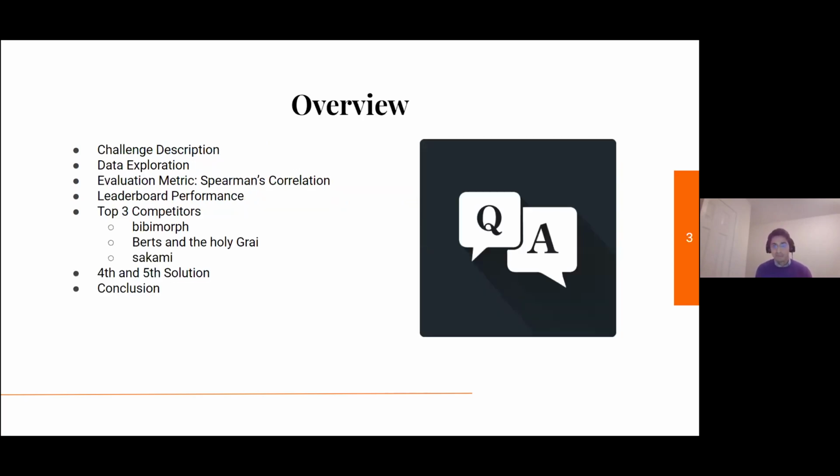So generally, the overview we're going to be seeing here today is a general challenge description, then a basic exploratory data analysis. The evaluation metric they used here was Spearman's correlation coefficient. There wasn't much of a leaderboard shakeup, but you'll see some interesting things in terms of the top 5 competitors, and then my basic conclusion.